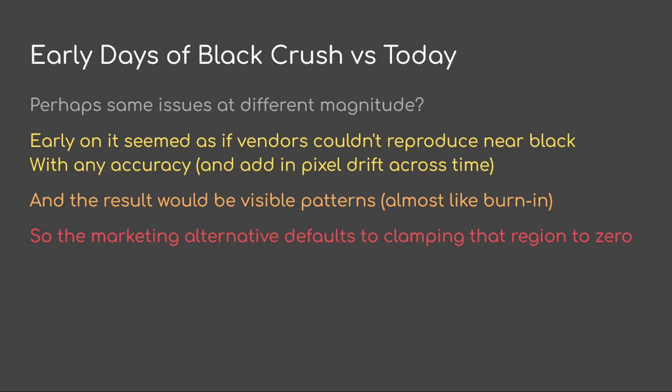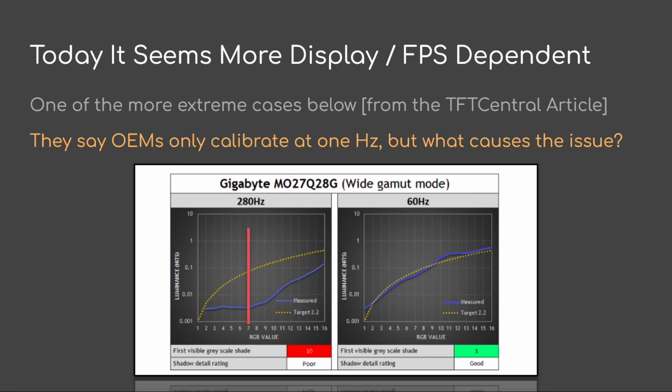Now, in the early days of black crush versus today, what's the difference? Perhaps it was the same issues at different magnitudes. Early on, it seemed as if vendors couldn't reproduce near black with any accuracy, and then you add on top of that the pixel drift across time of the OLED pixels, and the result would be visible patterns, almost like burn-in. And so the marketing alternative defaults to clamping that region to 0. Today, however, we got a lot more range in FPS on the displays, and it does seem to be more display FPS dependent. Showing one of the more extreme cases below from the TFT Central article.